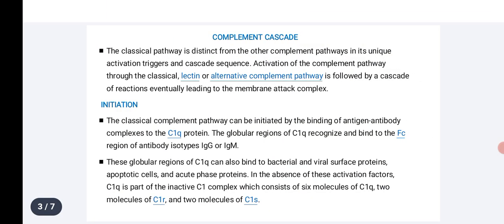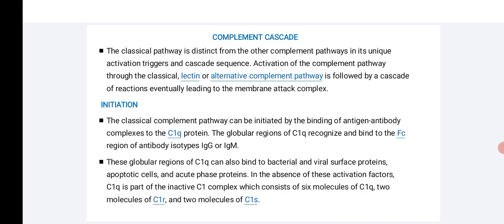So next is the complement cascade pathway. The classical pathway is distinct from other complement pathways in its unique activation triggers and cascade sequences. Activation of the complement pathway through the classical, lectin or alternative complement pathway is followed by a cascade of reactions eventually leading to the MAC complex. First is the classical pathway initiation process.